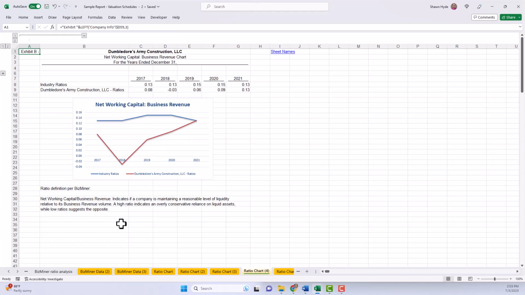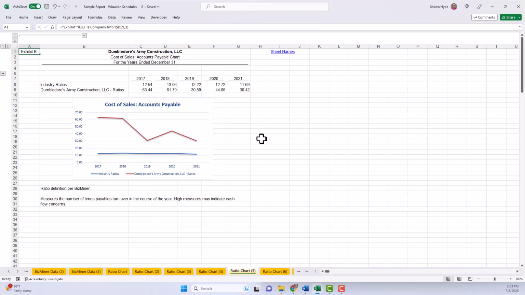So I'm explaining net working capital business revenue, what it looks like. In this particular case, well, in 18, there was a negative number. But a high ratio indicates an overly conservative reliance on liquid assets, while low ratios suggest the opposite. So in this particular case, what do you think? Is it good? Is it weak? Is it strong? Is it not? Explain that to the reader.